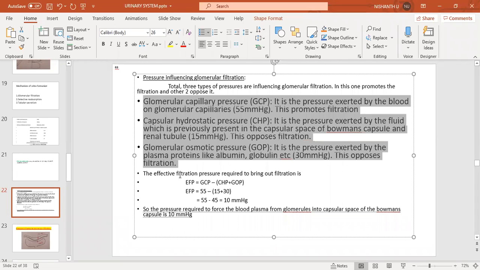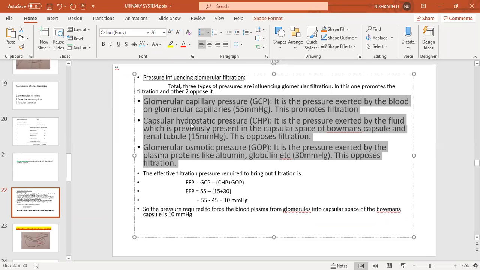One is glomerular capillary pressure. That is the pressure exerted by the blood on glomerular capillaries. In simple words, the blood is moving in the capillaries, and the blood will put some pressure on the capillaries. You have heard about blood vessels. It puts pressure on the blood vessel. So that is a positive pressure, and it promotes the filtration. That is around 55 mmHg.